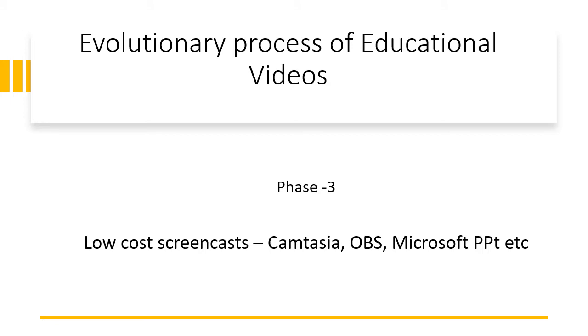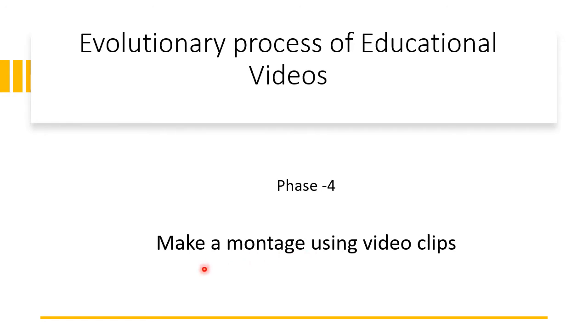Phase 3 is an era of low-cost screencasts. Softwares like Camtasia, OBS, and Microsoft PPT with VoiceOver are useful to make low-cost screencasts. The screencasts enable us to integrate video clips, images, sounds, and live video from any camera. The fourth phase is make a montage using video clips. Here, montage means clubbing short video clips, images, and the required sound clips to make one video.